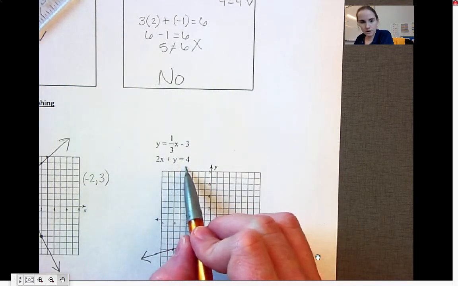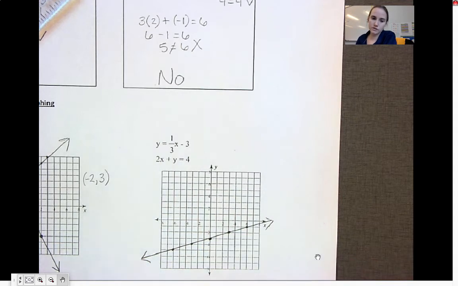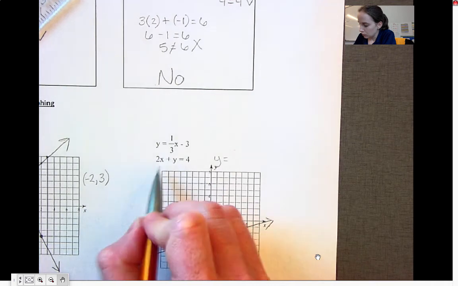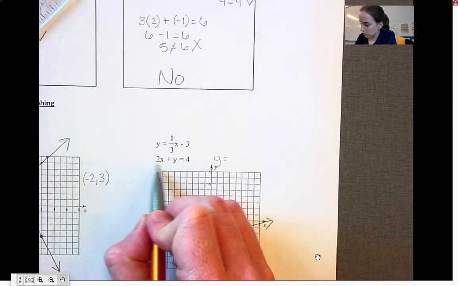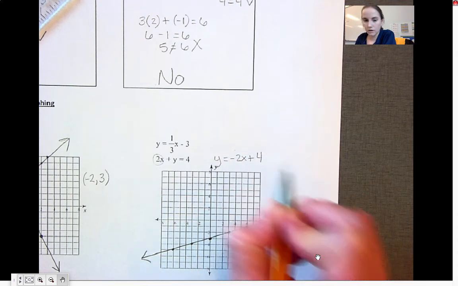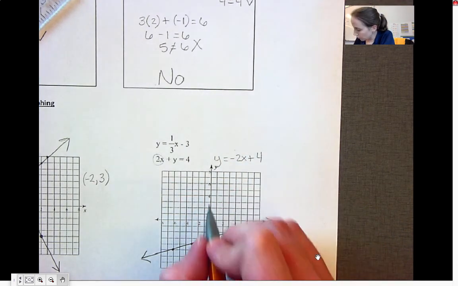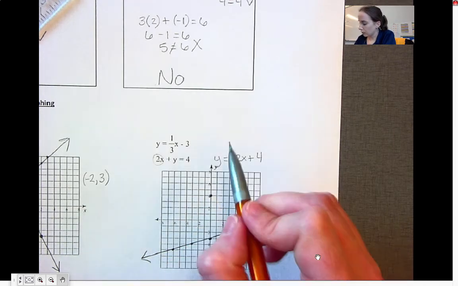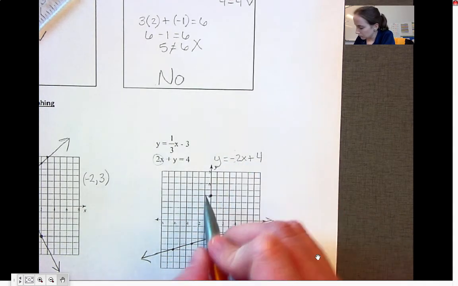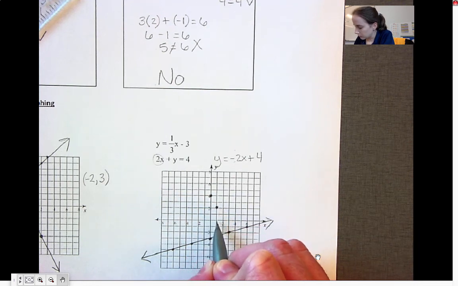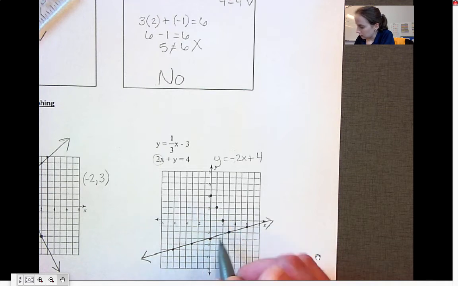And now this one, it's not in slope-intercept form, so let's rearrange it. y equals, move the x to the other side, negative 2x plus 4. So now we have up 4, and then for our slope, we go down 2 and over 1. Down 2 and over 1, down 2 and over 1.